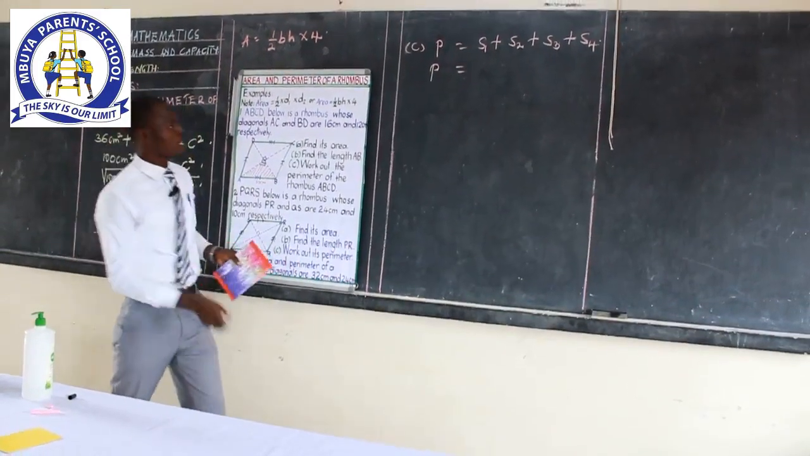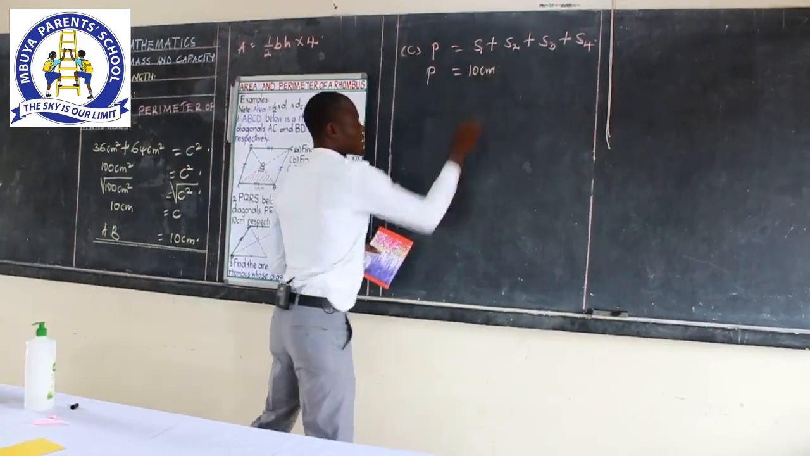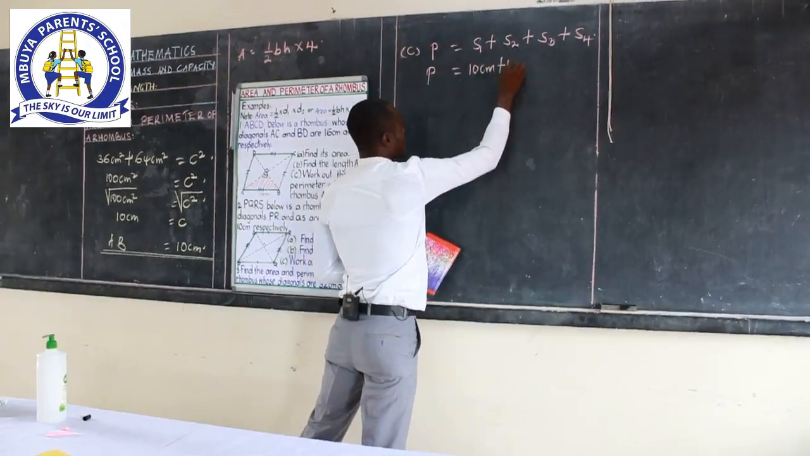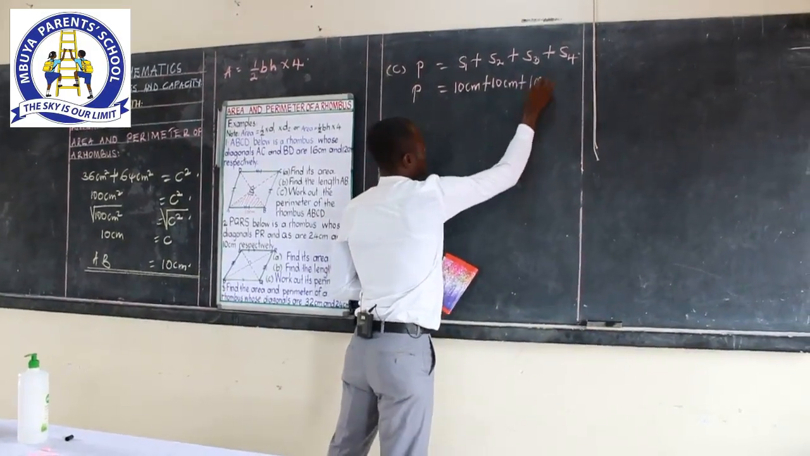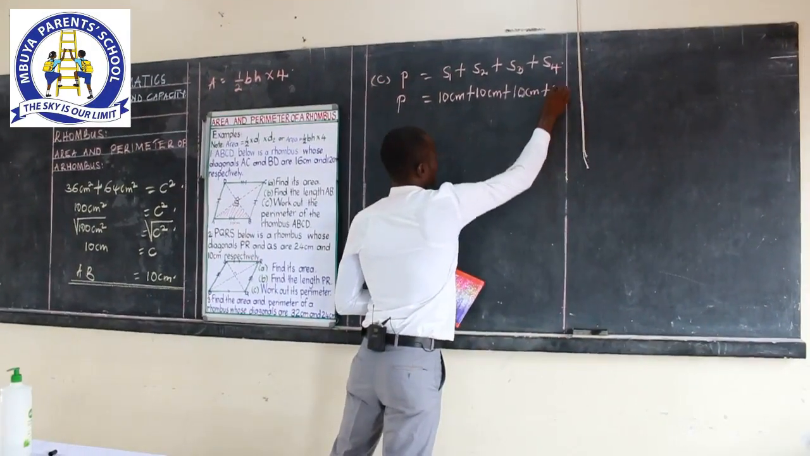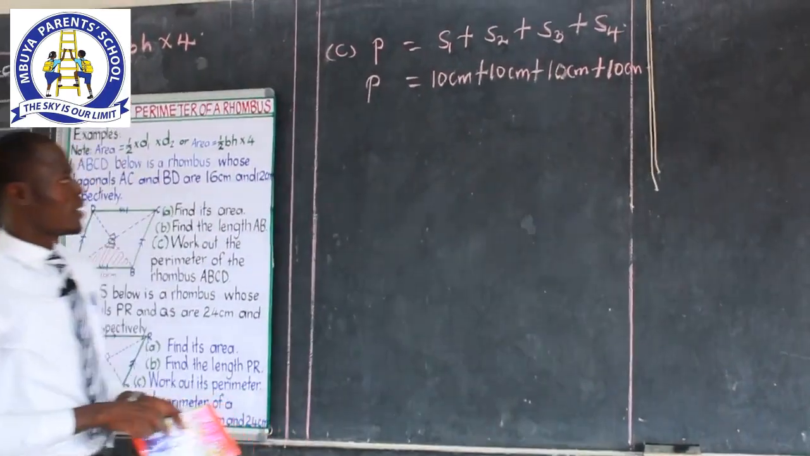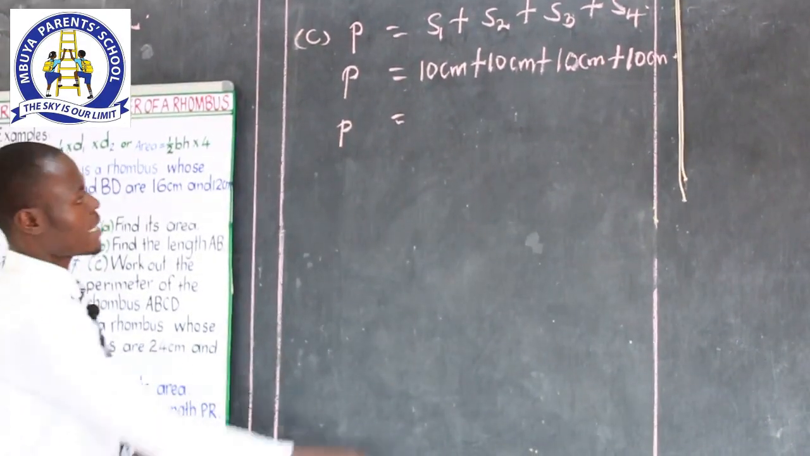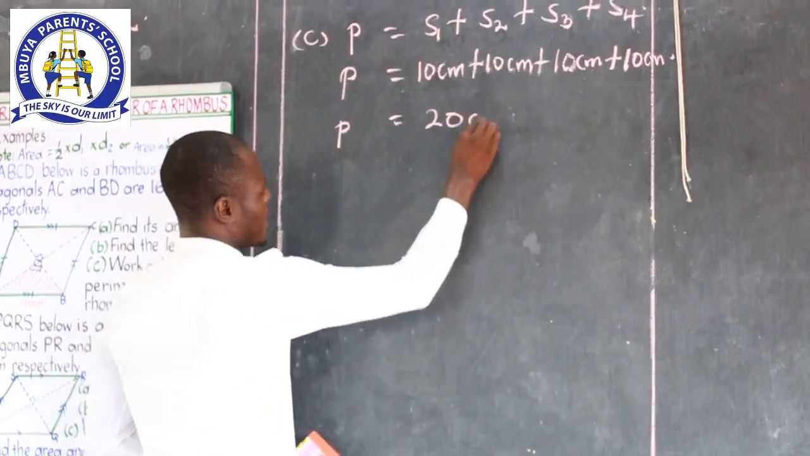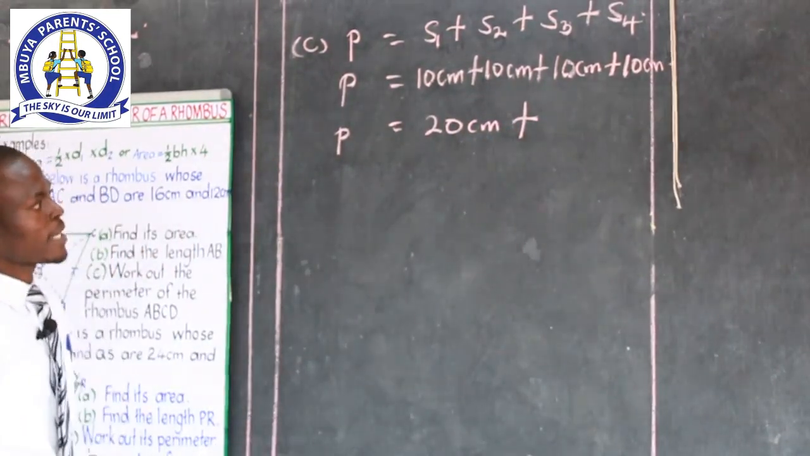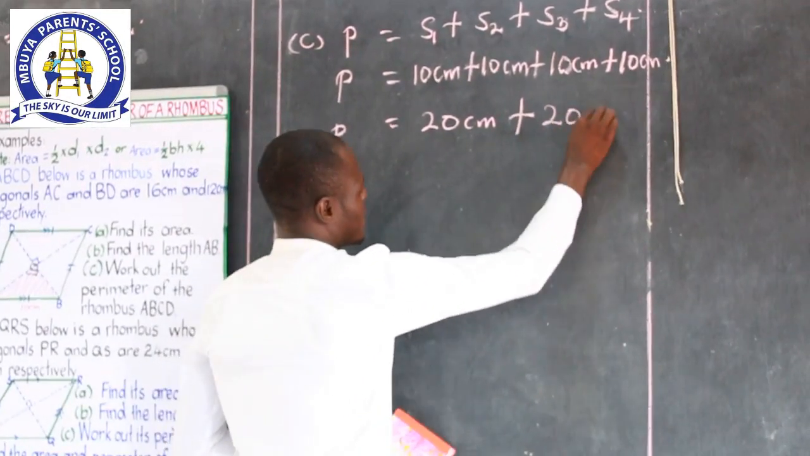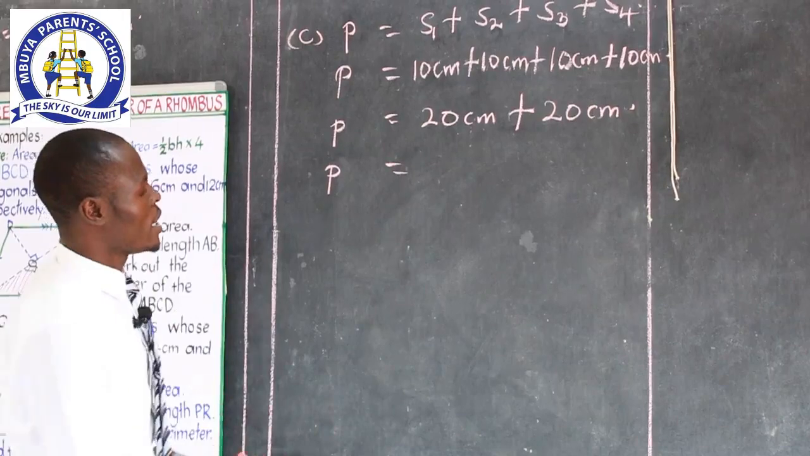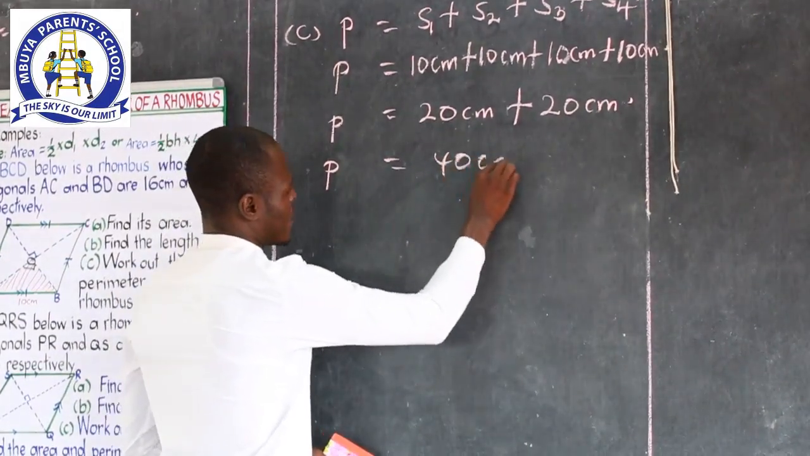Our first side is measuring 10 centimeters. Since it is a rhombus, all sides are equal, so all sides are measuring 10 centimeters: plus 10 centimeters, class, plus 10 centimeters. We can add in pairs. We can have 10 plus 10, that will give us 20 centimeters, plus 10 plus 10, that will give us another 20 centimeters. So we have perimeter equaling 20 plus 20, which will give us 40 centimeters in this case.